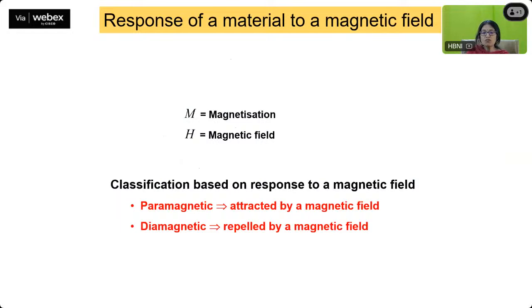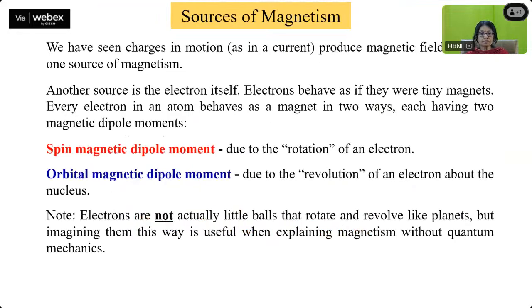So what is the response of a magnetic material to a magnetic field? That is the magnetic susceptibility, chi, which is delta M, the magnetization, by delta H, the applied magnetic field. In classification based on response to a magnetic field, you have two different classes. One is paramagnetic, where the material is attracted by a magnetic field, or it can be diamagnetic, when it is repelled by a magnetic field. So what are the sources of magnetism?